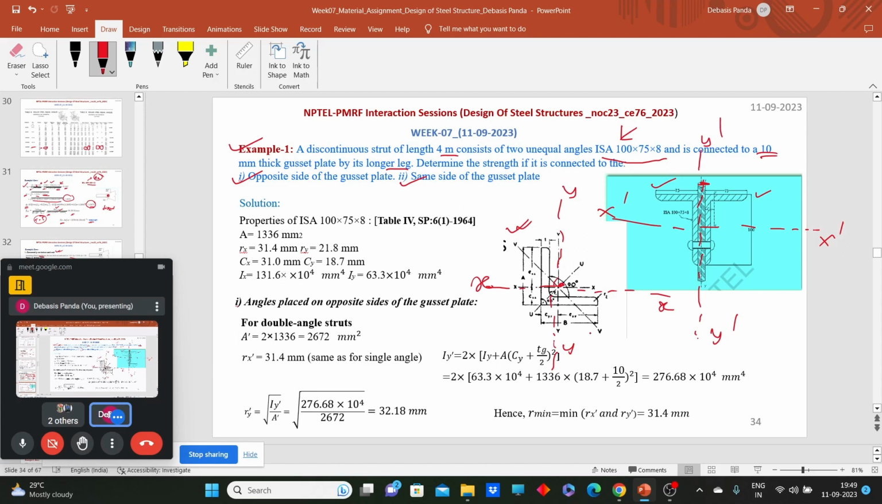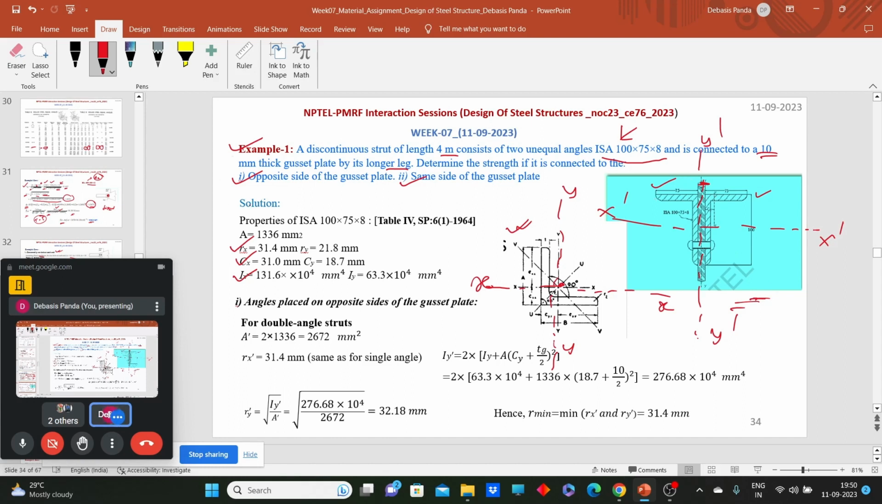Yes. So for single angle sections, we have the data like the radius of gyration value, the Cx value, and the Ix value. But for this arrangement, when we place them back to back, we don't have the inertia values. So first we need to calculate the area, inertia and radius of gyration for this arrangement. What will be the area for this arrangement where two angle sections are there?